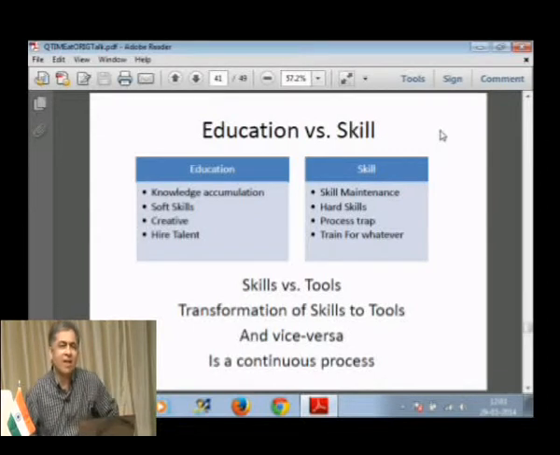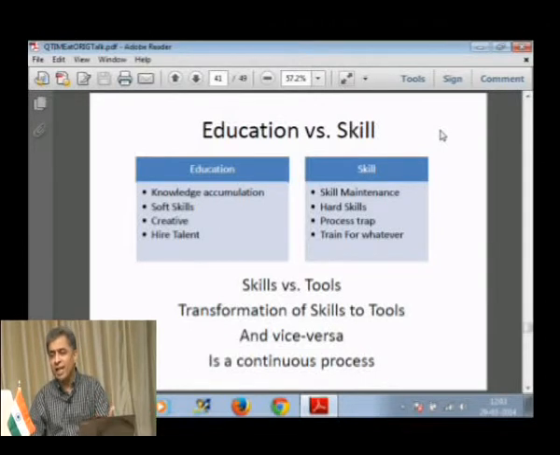Education is more towards attaining soft skills. Soft skills, I mean, how do you learn to communicate with others? How do you greet a customer in an environment? A hotel environment is different from an automobile environment. So the soft skills you learn, but skills, hard skills, are real physical work.